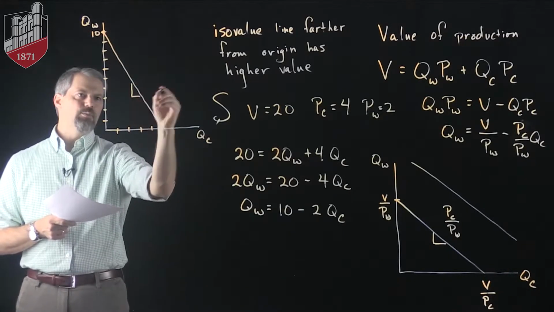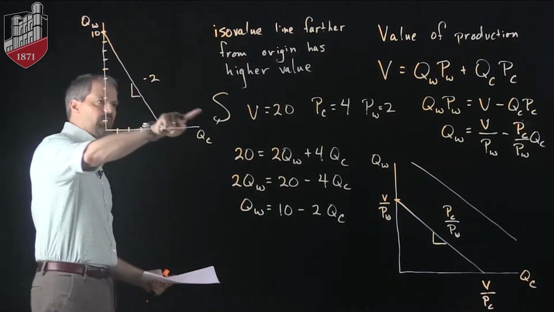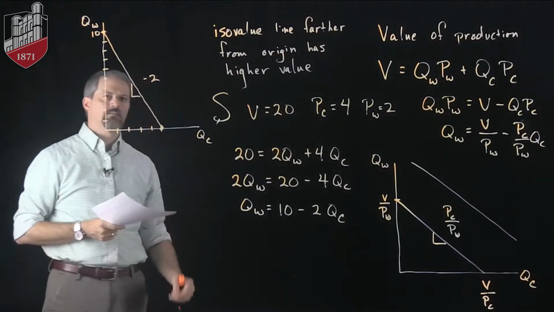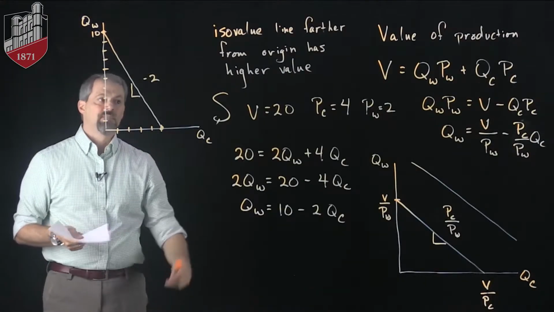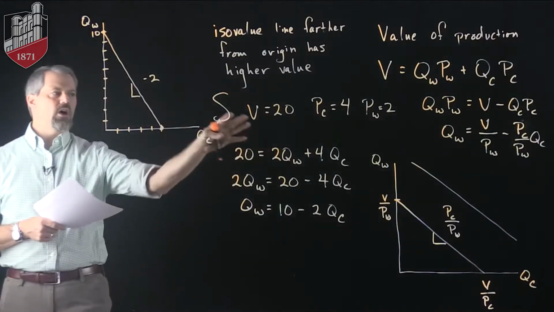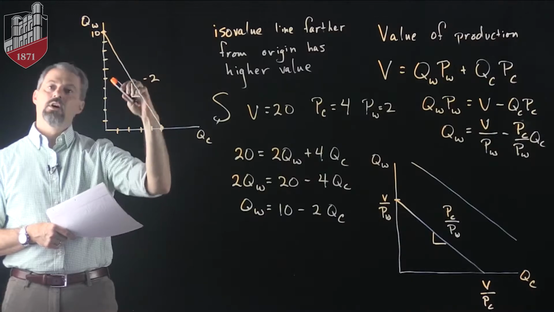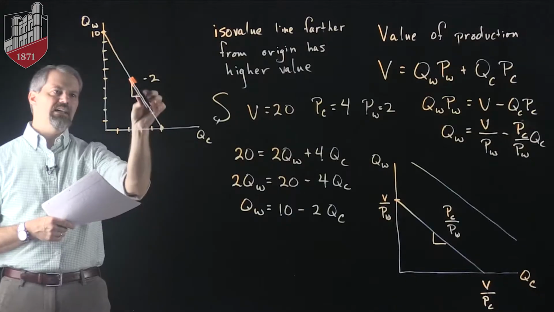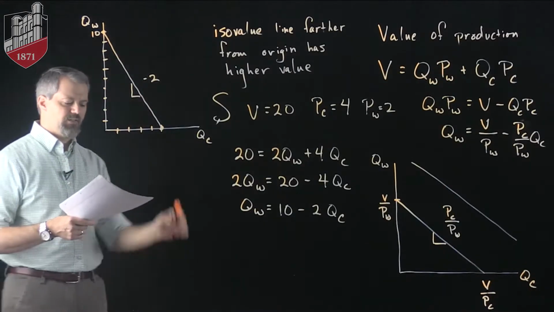and it has a slope of 2 or -2, right? Which is the ratio of our two prices. It's the price of cheese divided by the price of wine. 4 divided by 2 is 2. So there's an ISO value line. If I were to increase V from, say, 20 to 30 and then draw that ISO value line, it would be somewhere to the northeast of this one. Or if I were to decrease the value to, say, 10 and draw that ISO value line, it would shift down in this direction to the southwest of that one.